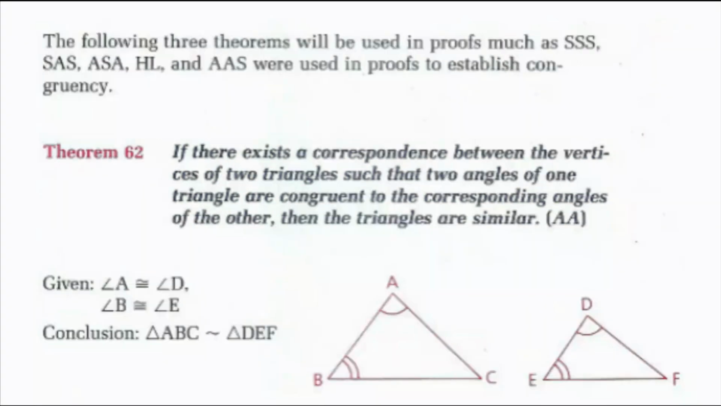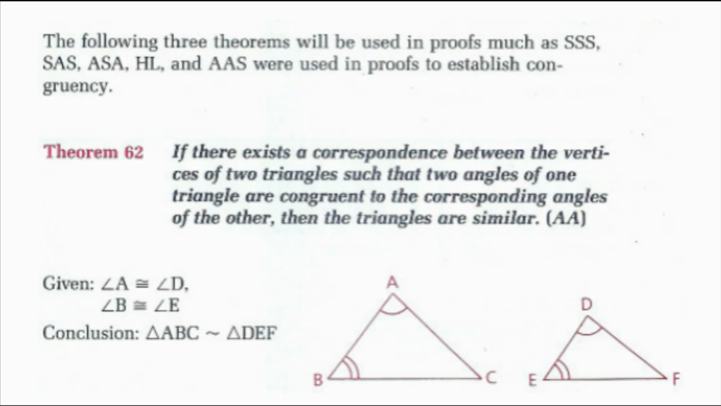The following three theorems will be used in proofs, such as side, side, side, side, angle, hypotenuse leg, and angle, side were used in proofs to establish congruence. So if there exists a correspondence between the vertices of two triangles such that two angles of one triangle are congruent to the corresponding angles of the other, then the triangles are similar.